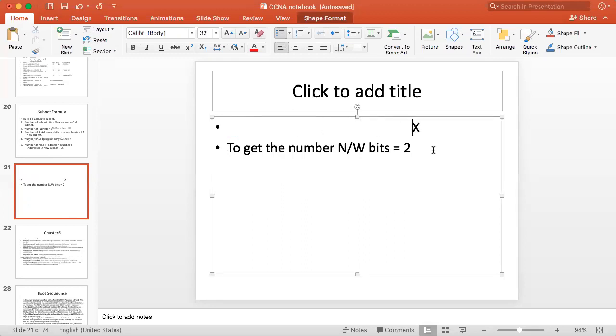Consider this 2 to the power x, where x is basically the on bits. So x means on bits. On means 1. And this is the formula to get the number of on bits.